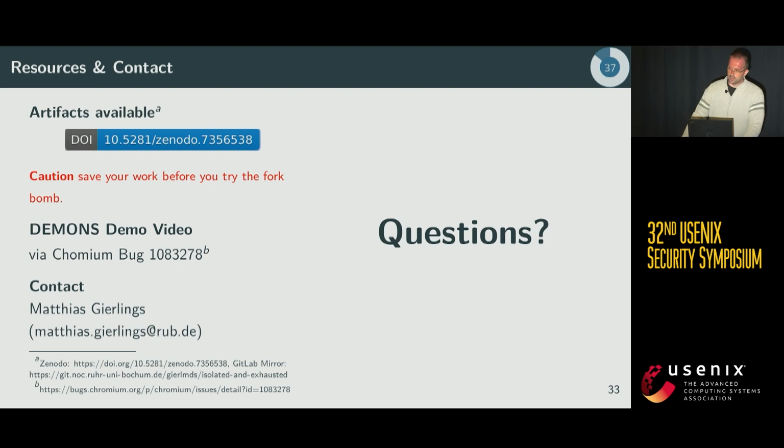So this concludes my talk. Our artifacts are available via Zenodo. They're also available via GitLab mirror at our institute. If you're interested, there's also a demo video available via the Chromium bug tracker. I can also, after the talk, try to post the video via Slack. Or maybe we have time after the Q&A section to show a short demo.